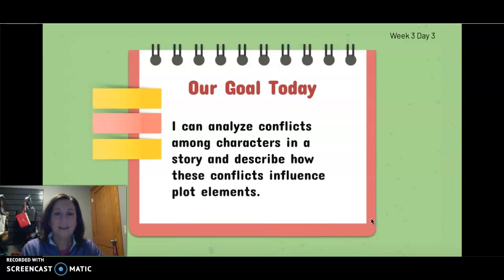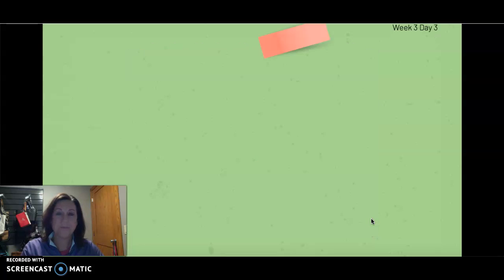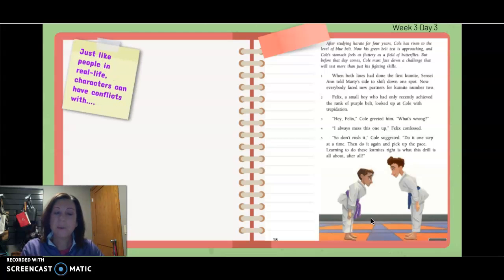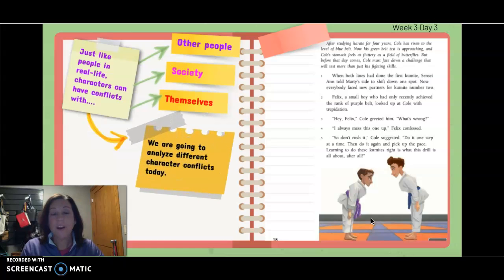Our goal today is that I can analyze conflicts among characters in a story and describe how these conflicts influence plot elements. Talking about conflicts, influence, and plot elements. Just like people in real life, characters can have conflicts with other people, with society, with themselves. We're going to analyze different character conflicts today.